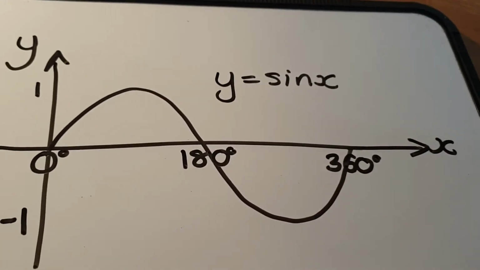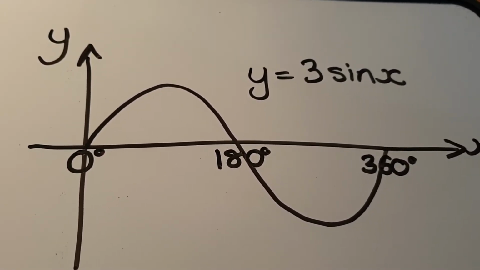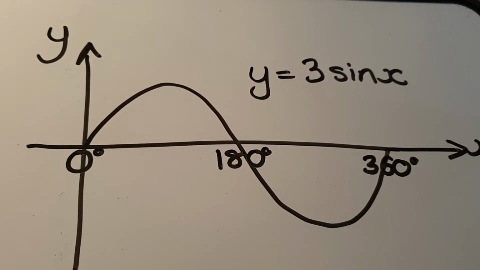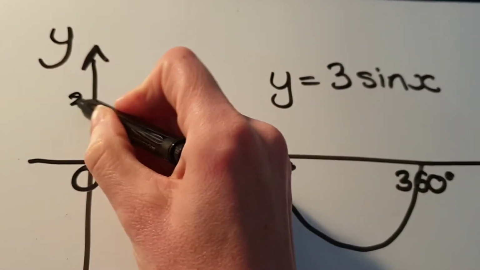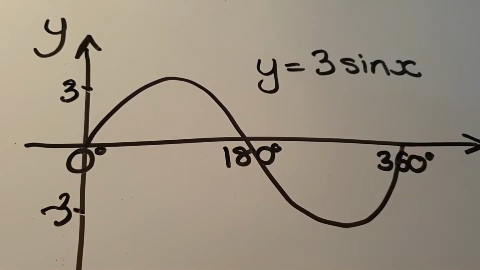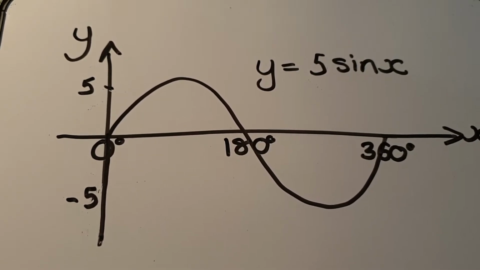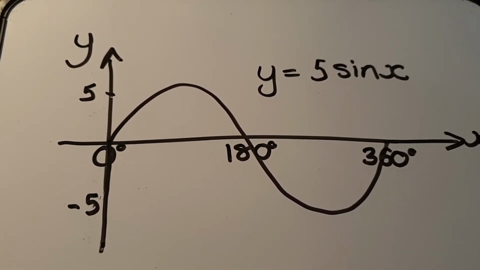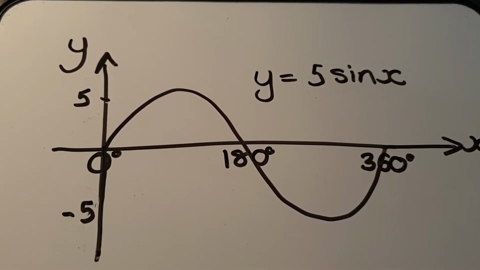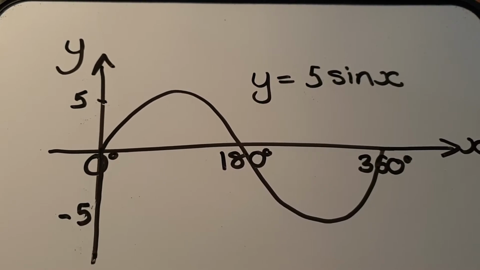If I change a number at the front, so I've made it y equals 3 sine x, all that would change is instead of the height being 1 and -1, it's now going to be 3 and -3. If I make it 5 sine x, it just goes up to 5, down to -5. If I make it 6 sine x, it'll go up to 6, down to -6, and so on. So the number at the front determines the height of the graph.